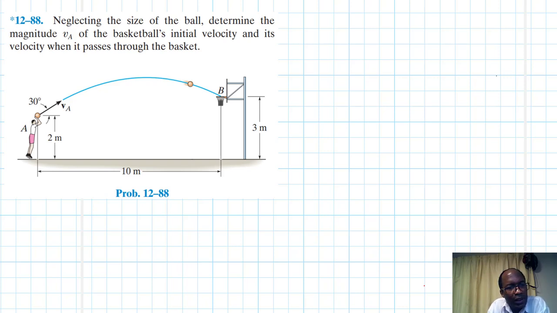The problem reads: neglecting the size of the ball, determine the magnitude VA of the basketball's initial velocity and the velocity when it passes through the basket. This problem is coming from Engineering Mechanics Dynamics, 14th edition, by R.C. Hibbeler. So just remind ourselves of the equations that we're going to employ.